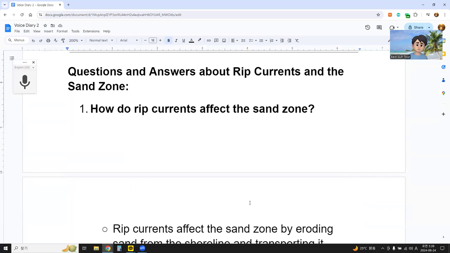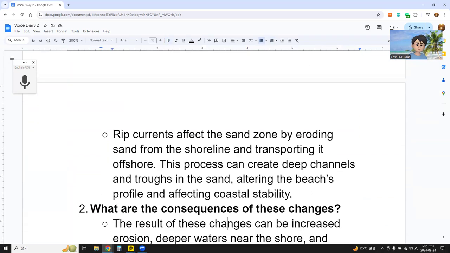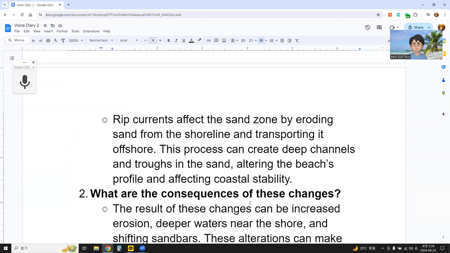How do lake currents affect the sand dune? Lake currents affect sand dunes by eroding sand from the shoreline and transporting it offshore. This process can create deep channels and troughs in the sand, altering the beach's profile and affecting coastal stability.